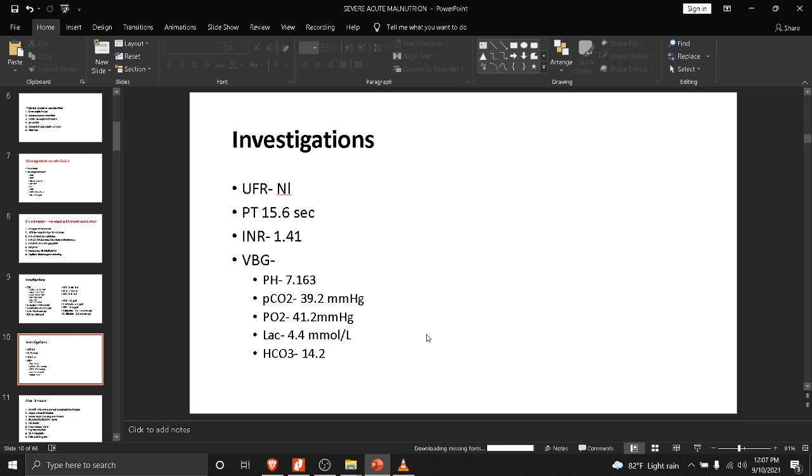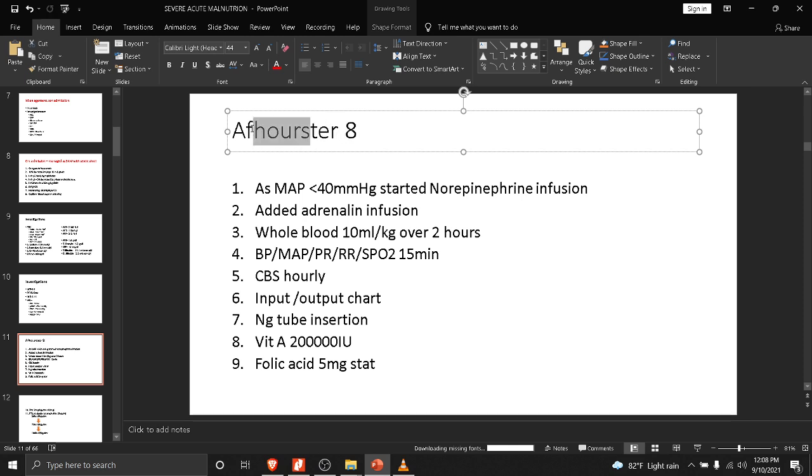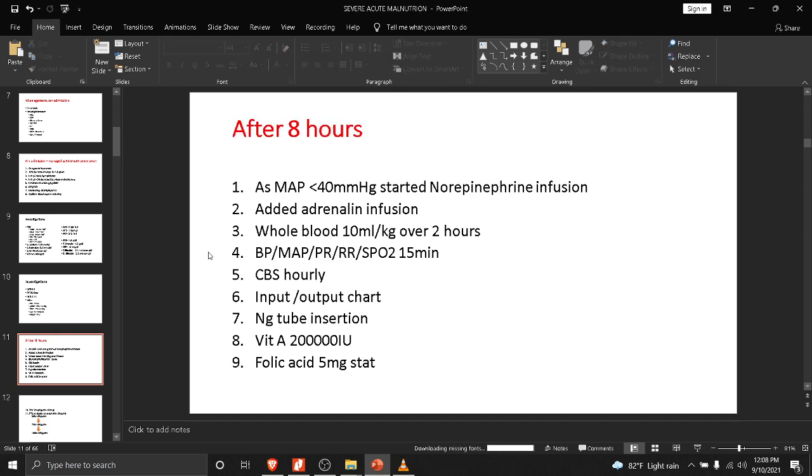After 8 hours of the admission, we found that the child had mean arterial pressure persistently below 40 millimeters of mercury. So we started norepinephrine, thinking of sepsis. And then again, in the process, the BP was still persistently low, so we added adrenaline and we gave whole blood of 10 mg over 2 hours duration.